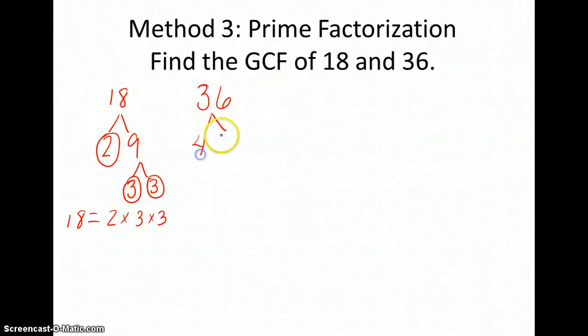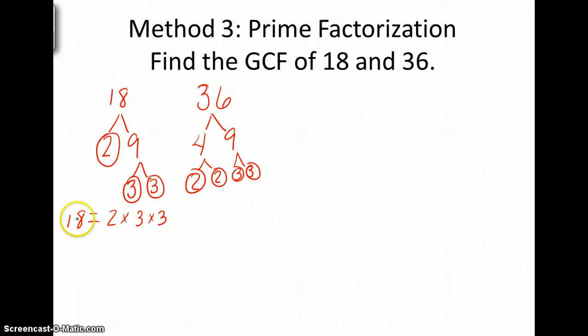36 can be broken down into 4 times 9. Both of those are composite. 4 can be broken down into 2 times 2, and 9 can be broken down into 3 times 3. So the prime factorization of 36 is 2 times 2 times 3 times 3. I'm going to take both of my prime factorizations and I'm going to write them so they are right on top of each other.